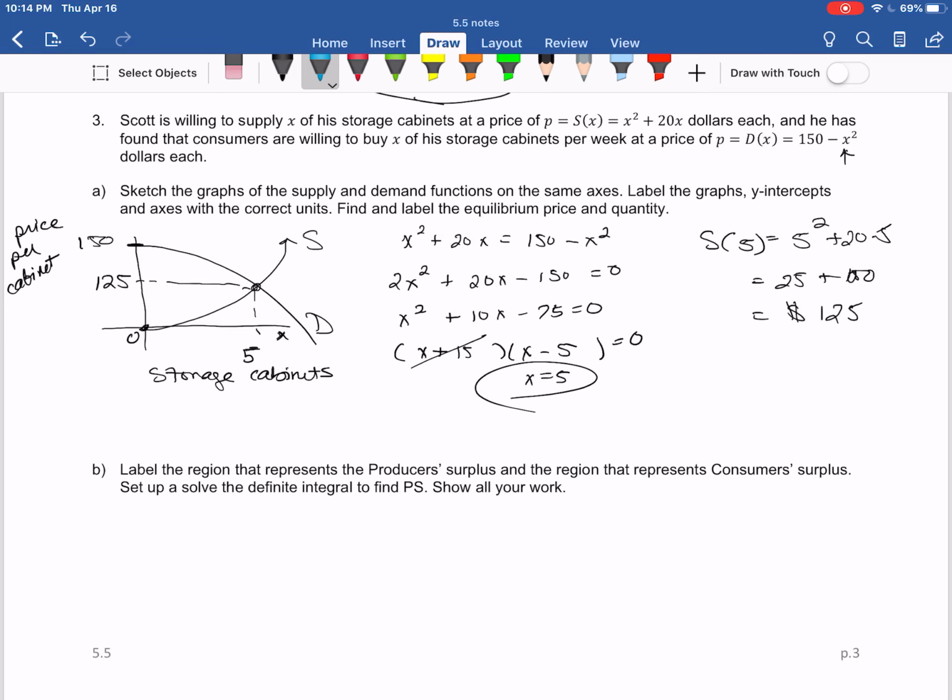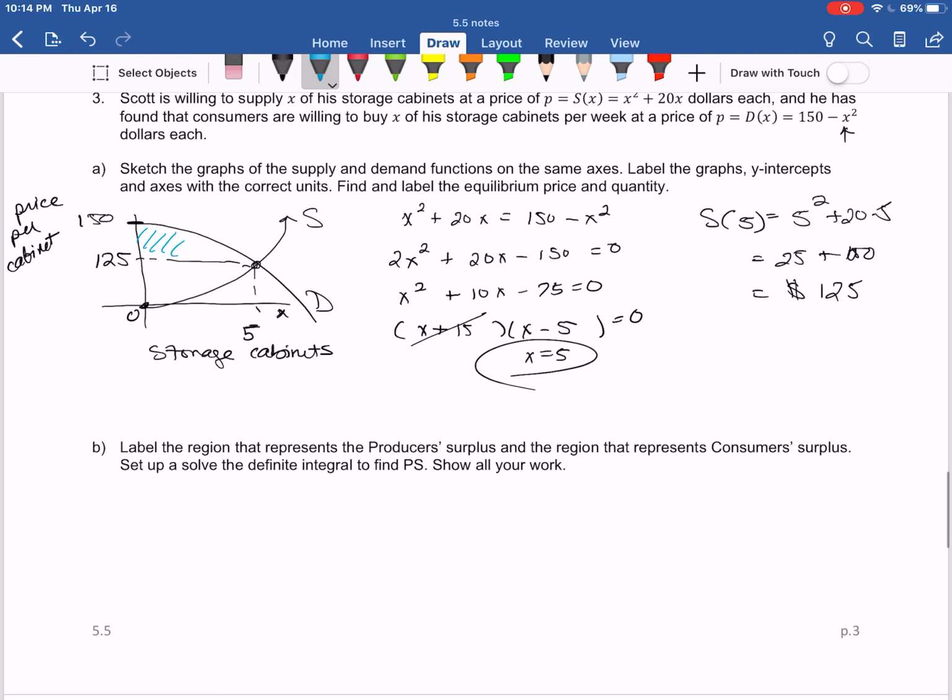Okay, now in part B, we're going to label the regions that represent producer surplus and consumer surplus. So consumers is on top, right? It's underneath demand. And producers down here, right there. It's above supply. And we're going to calculate the producer's surplus. So I'm going to find that red area. So you remember that green rectangle I keep referring to? That's here. That's the money that was actually paid out for this commodity.